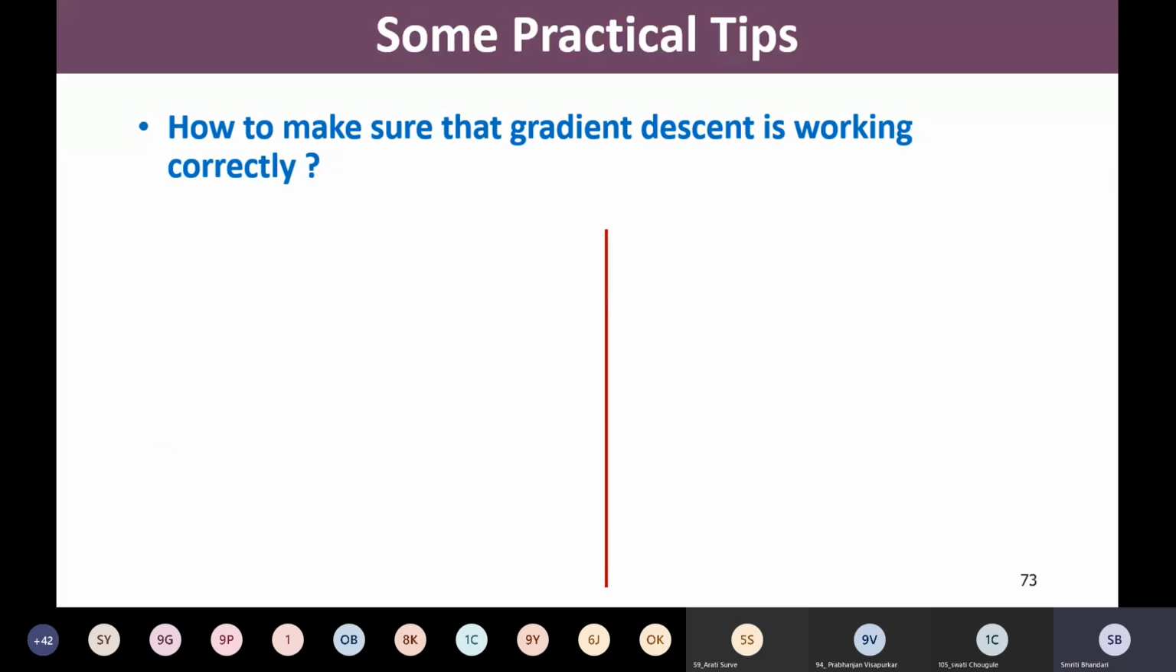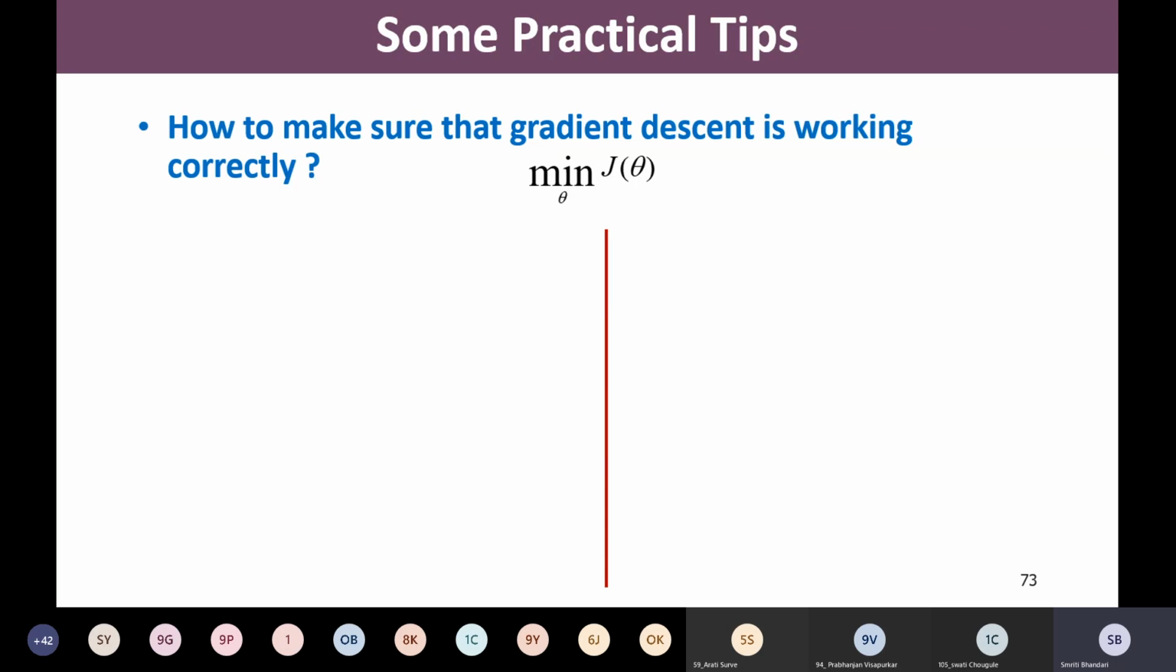Let us first focus upon this question. Ultimately in gradient descent, what we are trying to do is minimize our cost function g of theta. And we are going to have the optimal values of theta for which my cost function g of theta is minimum. This is what we are doing by making use of gradient descent.